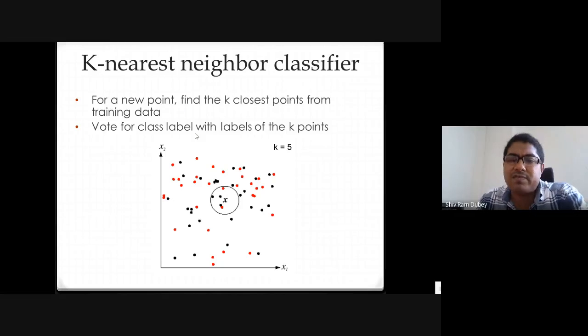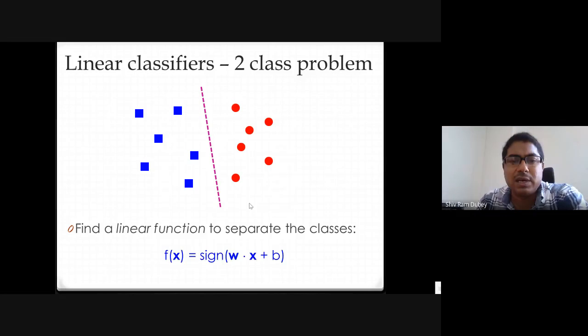The K nearest neighbor classifier is the extension where we find K number of nearest neighbors, and we perform majority voting on the class labels. Based on that, we can find out the classes.